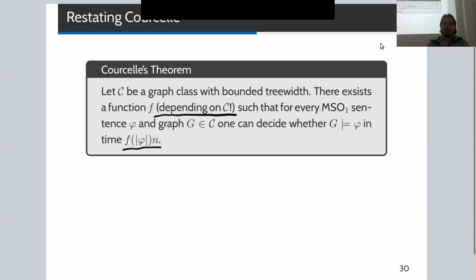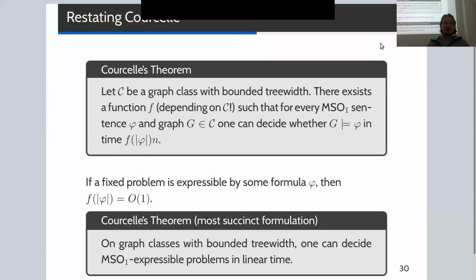And if you want to strive for the ultimate shortest way to state Courcelle's theorem, then we can next notice that if you want to express a problem in MSO, then the formula that expresses the problem has some constant length. So for 3-coloring, the formula has size O(1). So in particular, f of phi would also have size O(1) if you're considering a single fixed problem. And then you can phrase Courcelle's theorem like this.